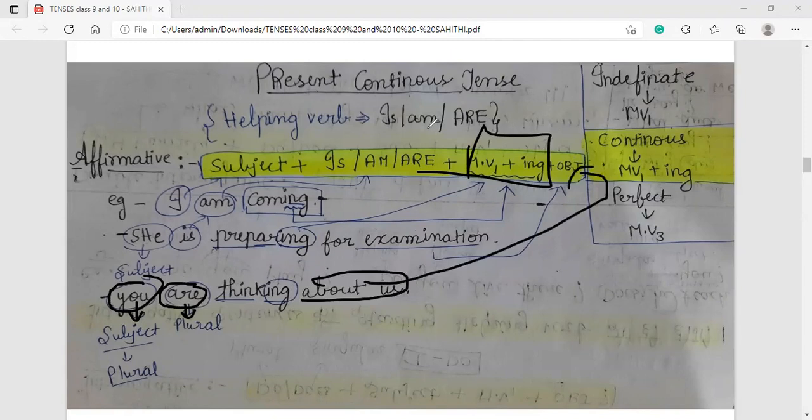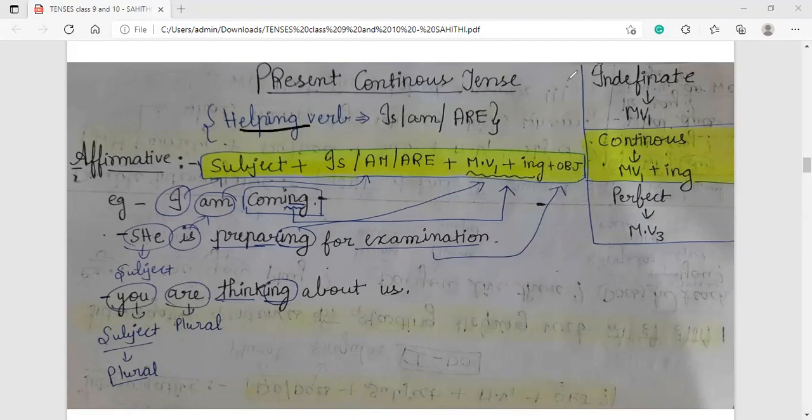So this is what the present continuous tense is. Remember the helping verb and the verb form. That's it. And write the formula down once. So this is affirmative under present continuous tense.